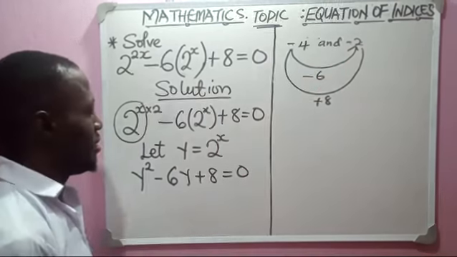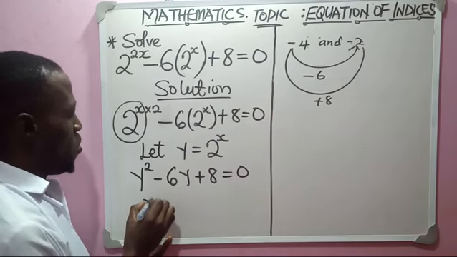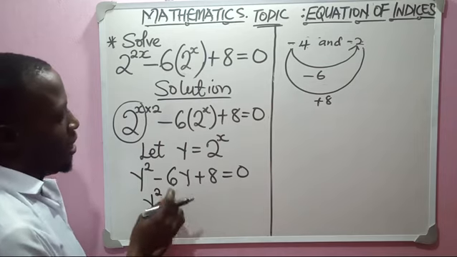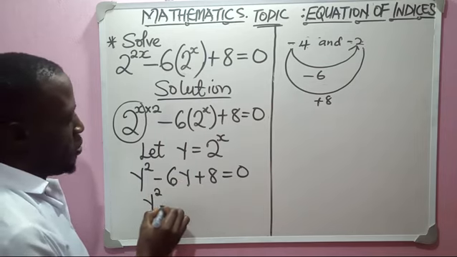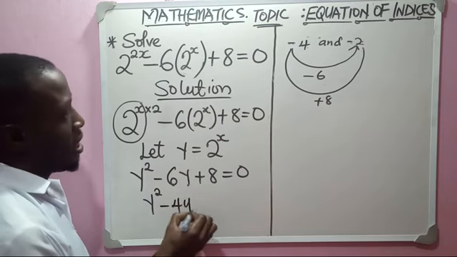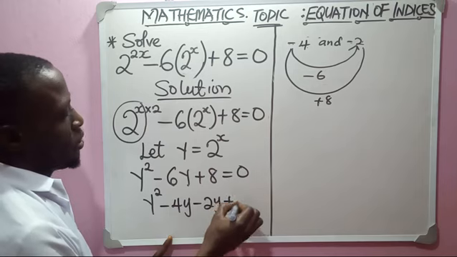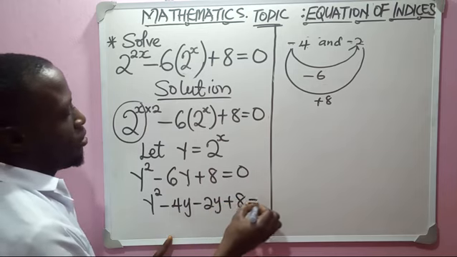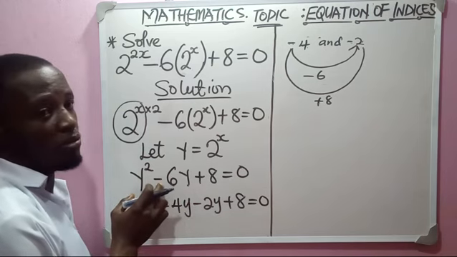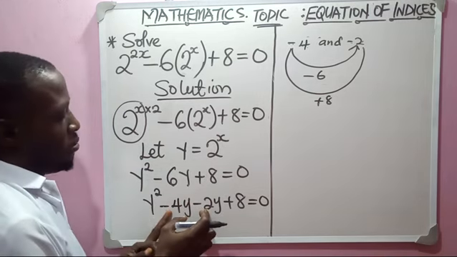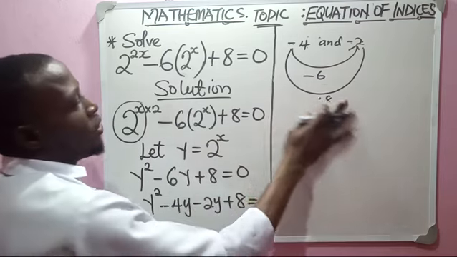Is it clear? Therefore, you now have y squared. In place of this minus 6y, I am going to put minus 4y minus 2y plus 8 equals 0. Minus 4y minus 2y will obviously give me minus 6y. If I multiply them, it will give me plus 8.